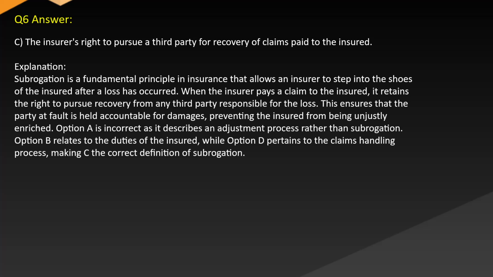Explanation. Subrogation is a fundamental principle in insurance that allows an insurer to step into the shoes of the insured after a loss has occurred. When the insurer pays a claim to the insured, it retains the right to pursue recovery from any third party responsible for the loss. This ensures that the party at fault is held accountable for damages, preventing the insured from being unjustly enriched. Option A is incorrect as it describes an adjustment process rather than subrogation. Option B relates to the duties of the insured, while option D pertains to the claims handling process, making C the correct definition of subrogation.